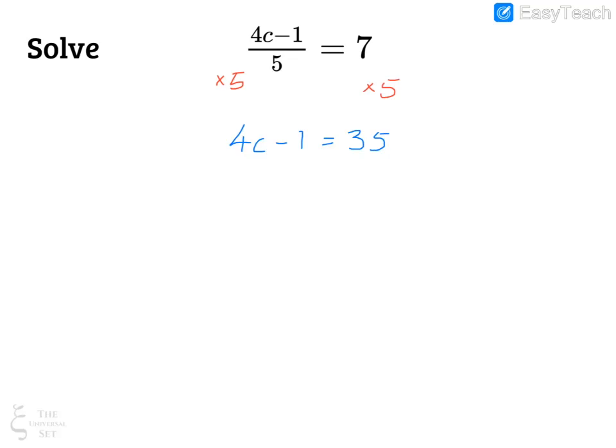And that's just got us to that step a wee bit faster than we would have done otherwise. What are we doing now then? Well, we've got to get rid of this minus 1. The opposite of taking away 1 is adding 1.